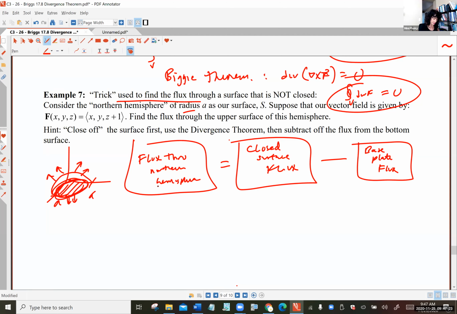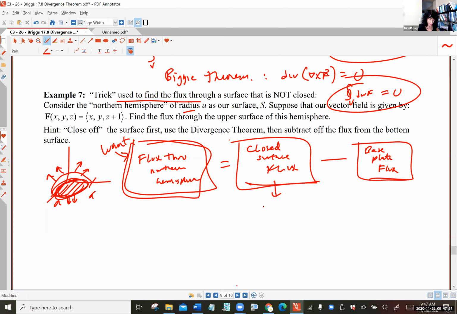So this over here is what we want, but it's kind of a hassle to get. And these are kind of easy. For this one, I can use the divergence theorem, which is cool. And then for this one, I'm going to use an actual flux integral over S, sorry, for just the bottom base plate. And then I'll have my answer, okay? So we're going to do this in pieces. So let's do the closed surface flux first.